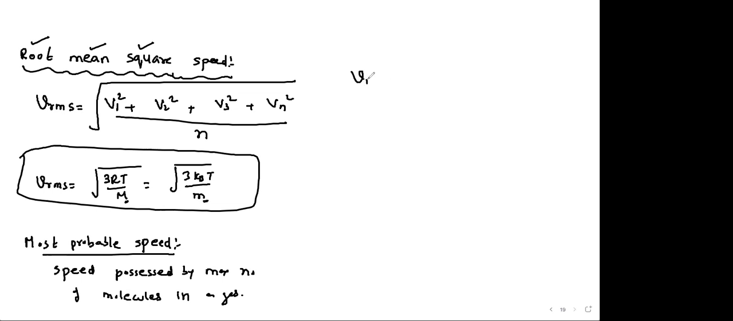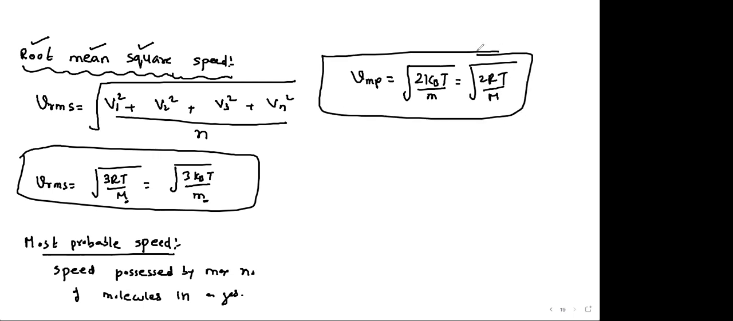We write the most probable speed as root over 2 kBT by m, or you can write this as root over 2RT by M. That's the most probable speed. So these are the 3 types of speed that a gas molecule can have: average, RMS, and most probable.